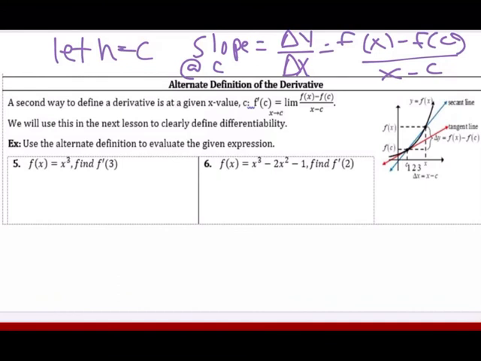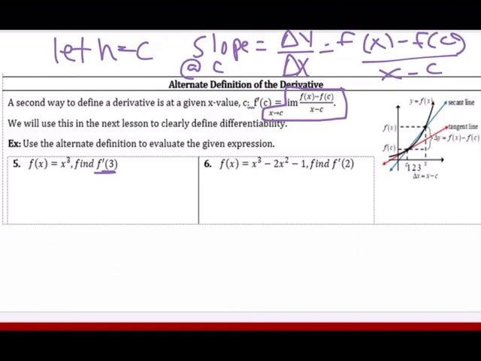So tying this back to slope, we're looking at the change in y over the change in x. We're looking at f of x minus f of c over x minus c, just the change in y over the change in x. Now again, that would give us a secant line. If we're looking for the tangent line, which is what the derivative is, we want to see what happens as x gets closer and closer and closer to our c value, which is where this comes from. So the limit as x approaches c of f of x minus f of c over x minus c.